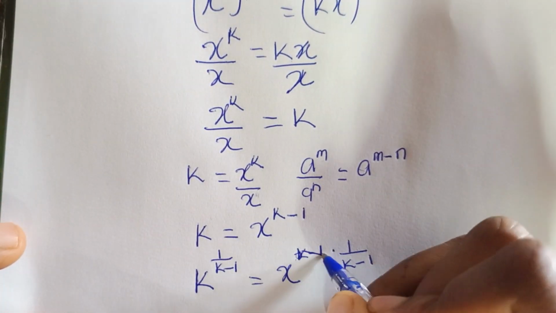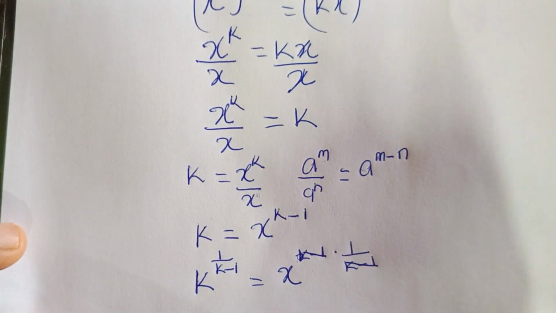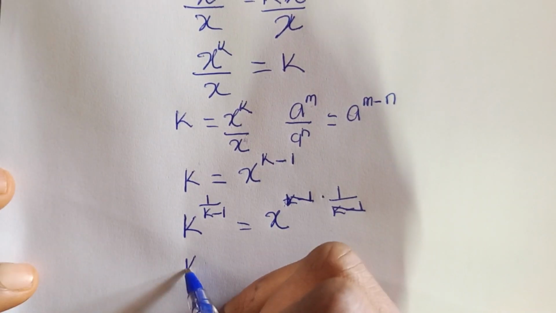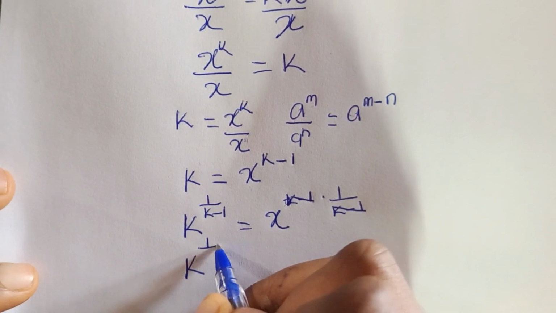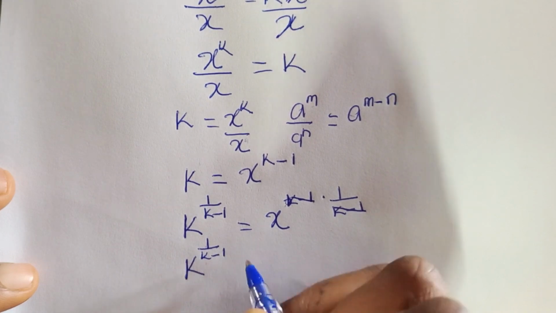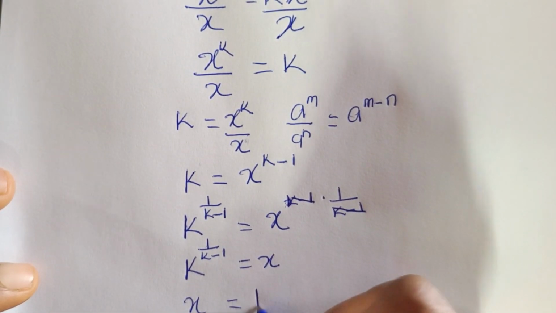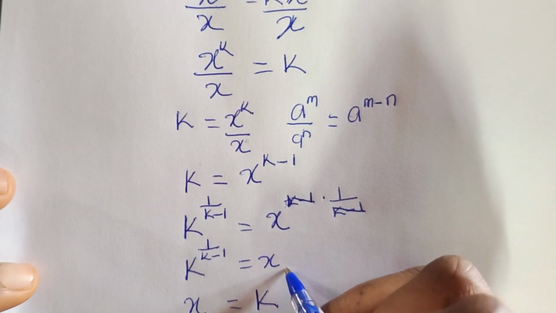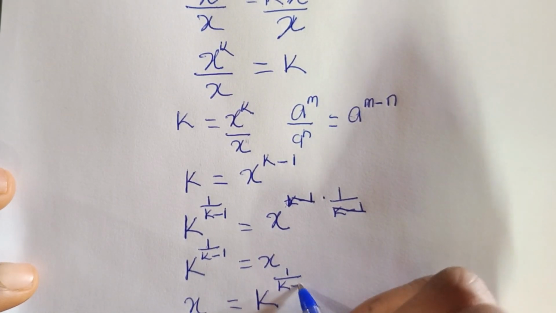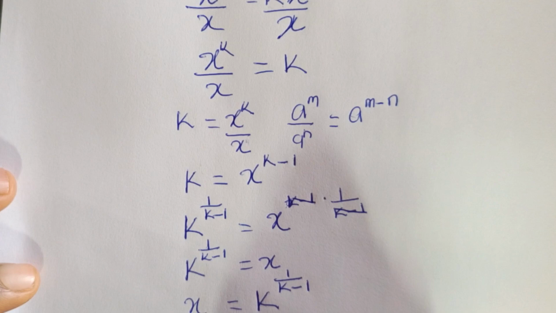So now this k minus 1 will cancel this k minus 1. So we have k raised to power 1 all over k minus 1 equals x. So x here equals k raised to power 1 all over k minus 1. So we have found our x.